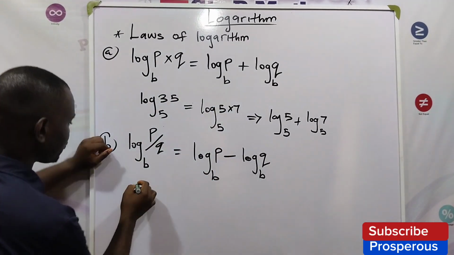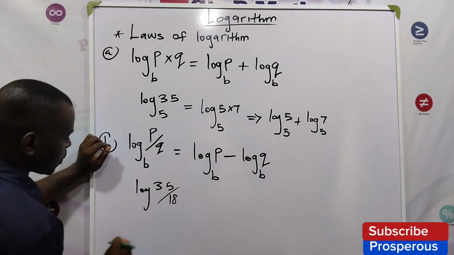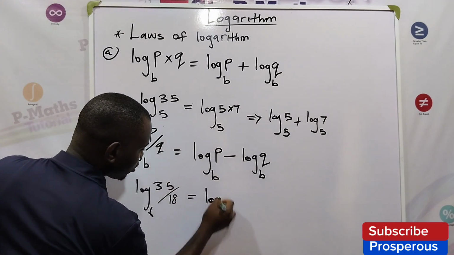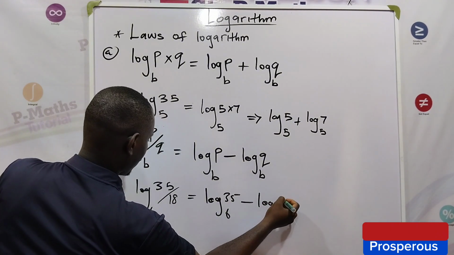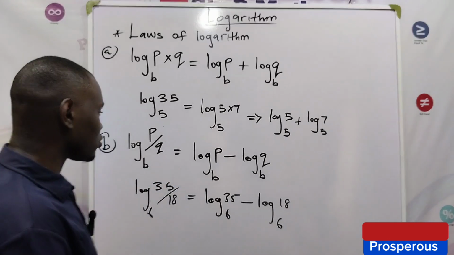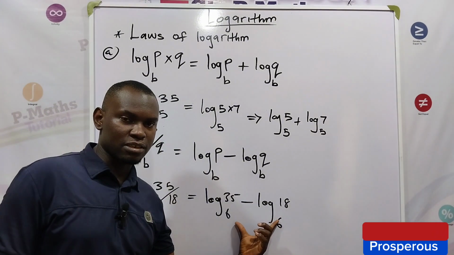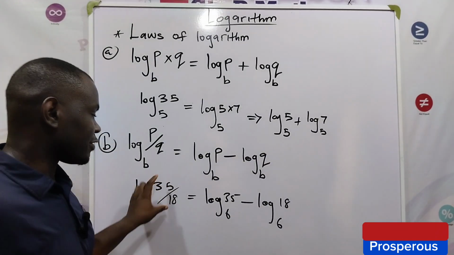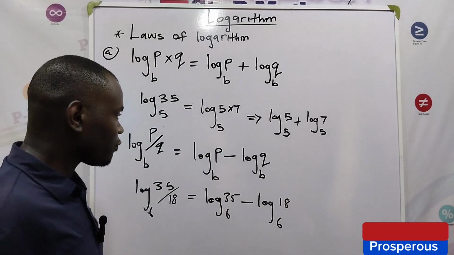An example: I have the logarithm of 35 over 18, let's say to base 6. To simplify, we'll simply say logarithm of 35 base 6 minus logarithm of 18 to base 6. This is how we handle division. Sometimes you are given the subtraction of two logarithms like this, and to simplify it may demand bringing it together as a division. When we start solving simplification, you will see us applying all of those rules.